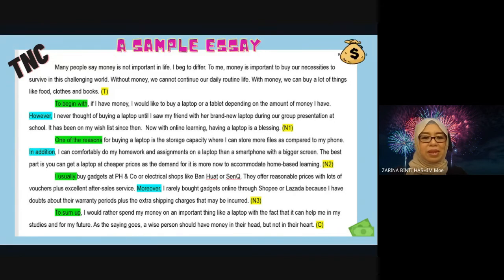Okay, now let's go to paragraph 2. So remember paragraph 2 is N1, note 1. So N1 kat sini cikgu tulis. N1 means we are going to elaborate notes number 1, which is, so remember what is note number 1? What do you want to buy? Kan, what do you want to buy? What would you like to buy if you have the money? So tengok. Cikgu start paragraph dengan apa ni?